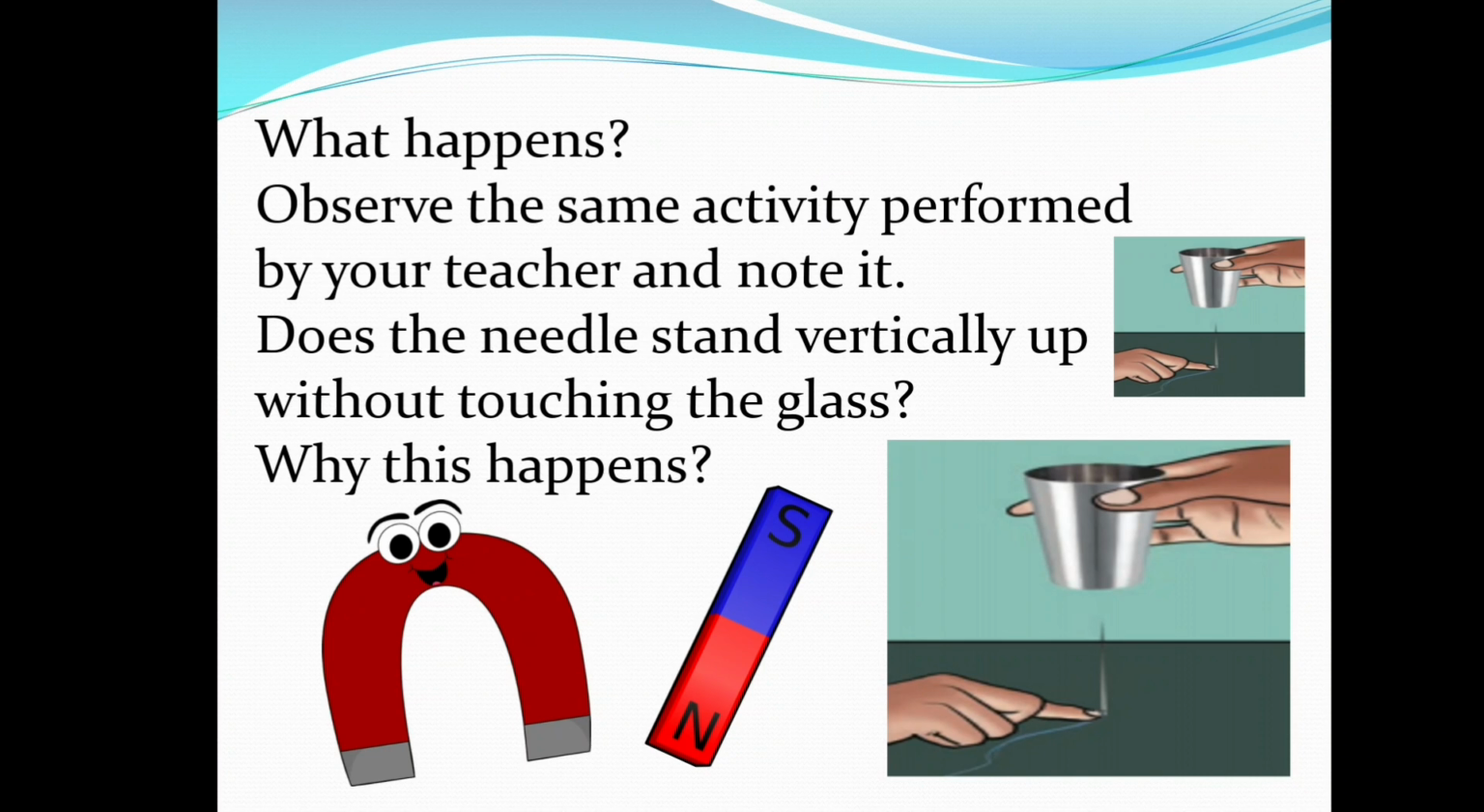Why does it happen? Because inside the glass I have put some magnet, and the magnet attracts some materials. Because of that, the needle is standing vertically up without touching the glass. In your home, you can perform this activity and see how it is happening.